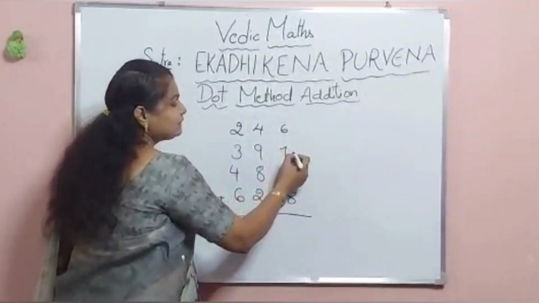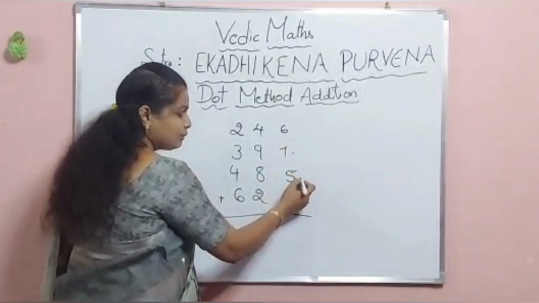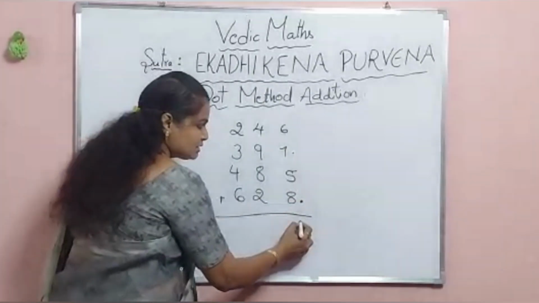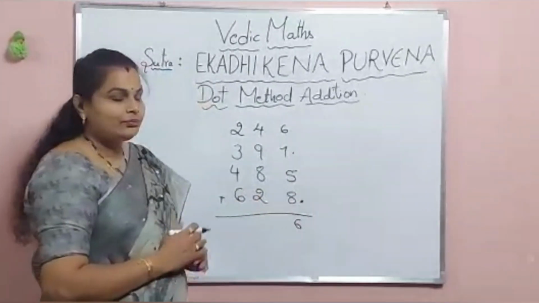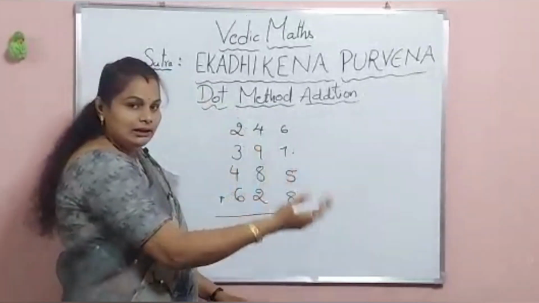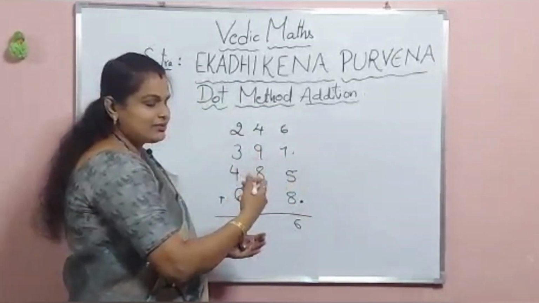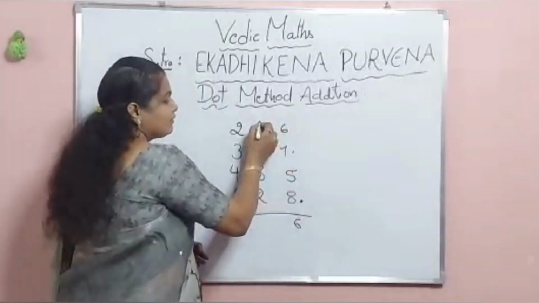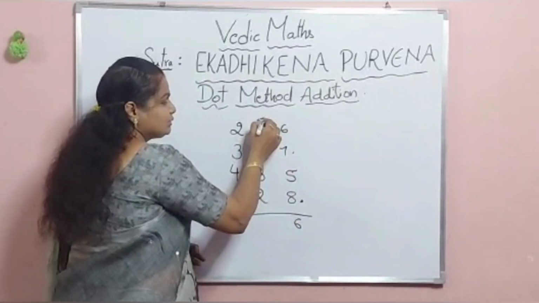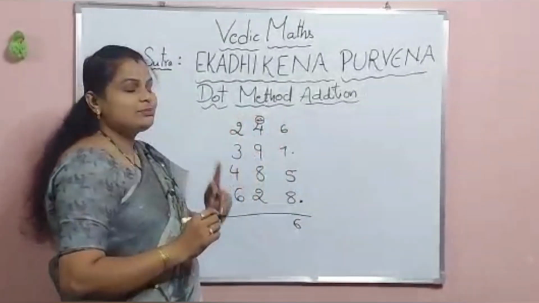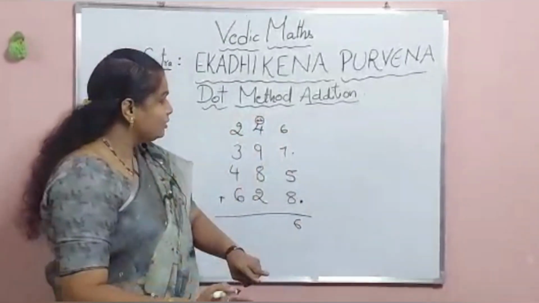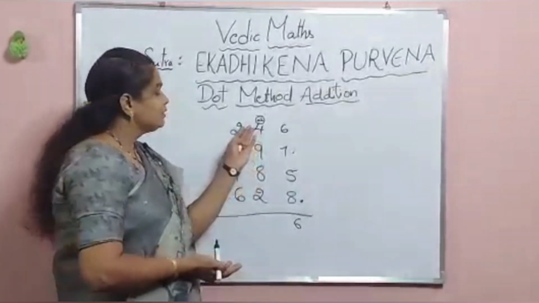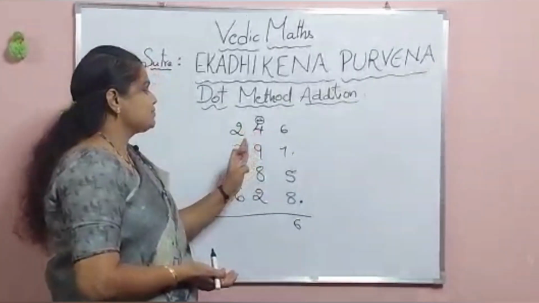So 6 plus 7, dot 3. 3 plus 5, 8. 8 plus 8, dot 6. So I have to write 6 here. Now carry the right side dots to the left side. So 2 dots are there. Those 2 dots we have to add here. So it will become plus 2. No need to write this plus 2 anywhere. Those 2 dots, simply bring them and add them to the first digit. So here it will become 6. 6 plus 9.